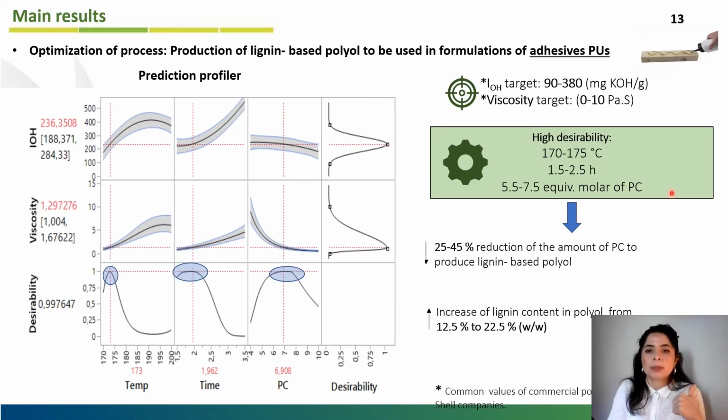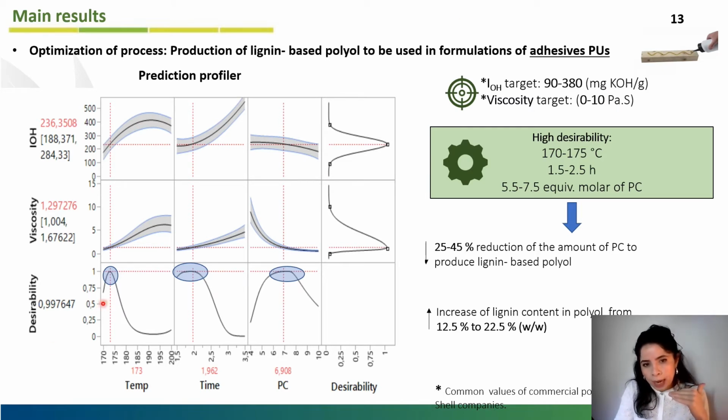Okay, now the optimization for polyols that will be used to produce adhesives. And of course, the defined targets are different. So hydroxyl number starts at 90 to a maximum of 308 milligram KOH per gram, and the viscosity 0 to 10 Pascal per second.